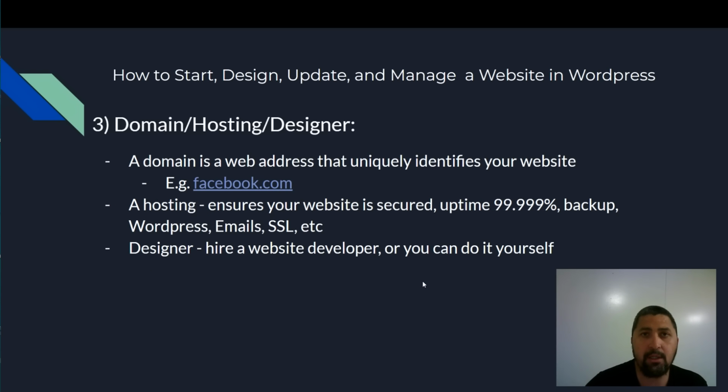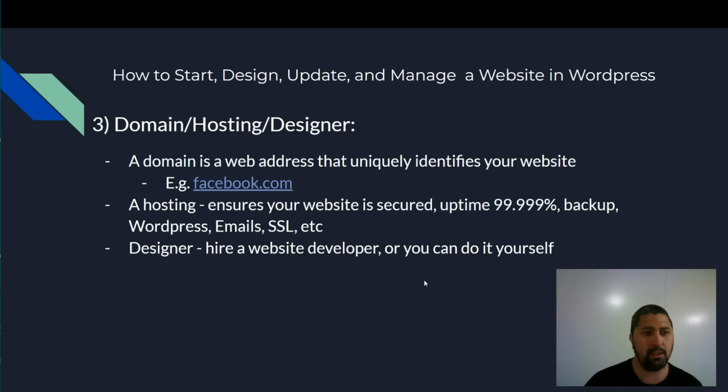Now there are 3 things that are required for a WordPress website to function. First is a domain. A domain is a unique web address that uniquely identifies your business or your website. As an example, facebook.com is a unique web address that identifies Facebook. nzherald.co.nz is a unique web address that identifies the NZ Herald business. But that's the first thing you need. You really need a domain in order for your website to be online.